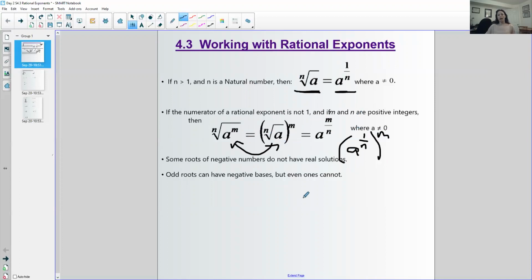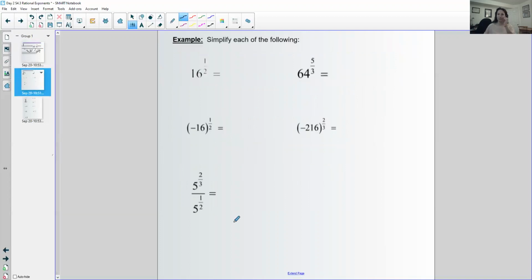Okay, so just keep in mind, you can't have a negative under a root sign. You can't evaluate it. So some of them won't have real solutions. You can still do some of the math. You just can't get a full solution at the end. Okay, all right, let's just do a whole bunch of examples, and then you can try your questions on your own. And no, I'm not doing all of them today.